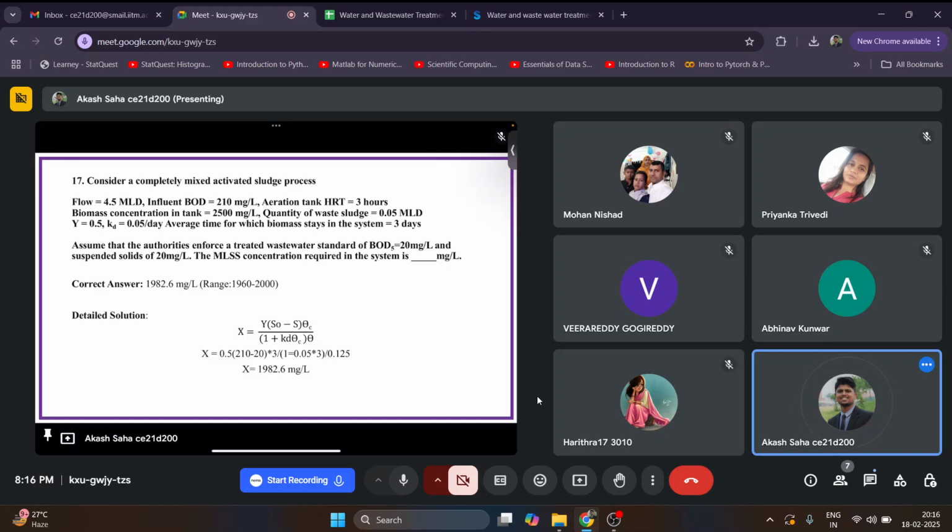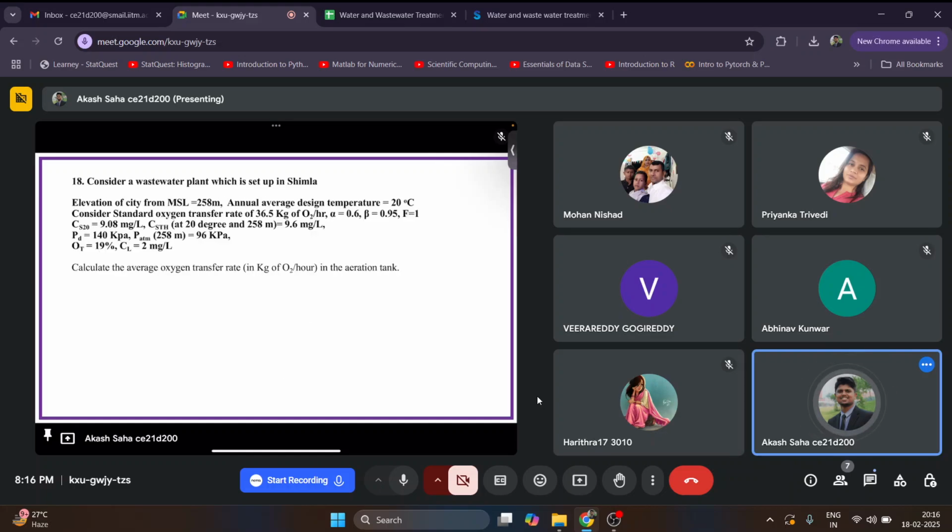So if you input all the values, you will get the answer as 1982.6. So that is absolutely correct. I hope it is clear to all of you. I think there is a small typo. It should be 1 plus 0.05. It is written as 1 equal to 0.05. So it should be 1 plus 0.05. Okay, that's all.